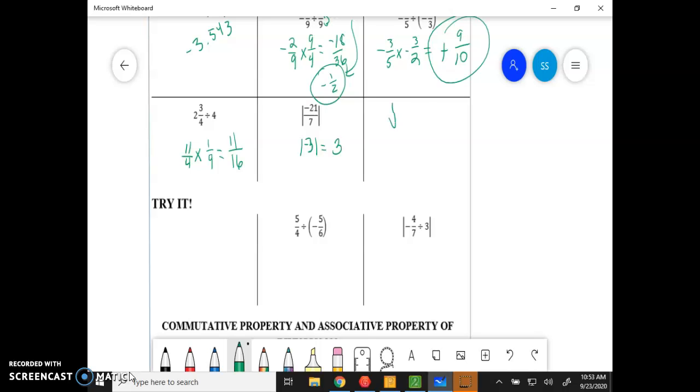How about a square root problem? If we have, I don't know, 27 over 3, we need to simplify in here first. 27 divided by 3 is 9. And then we just take the square root of 9, which is 3.